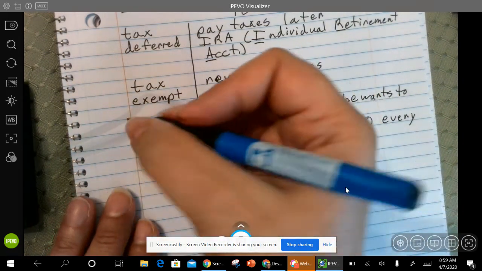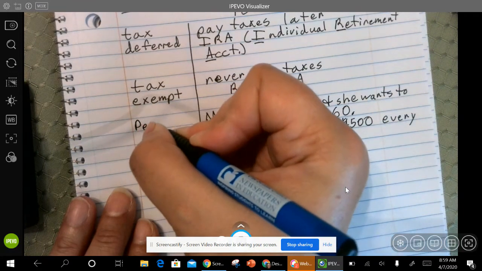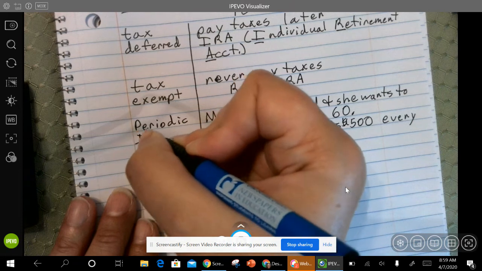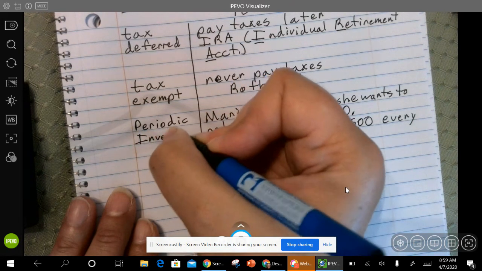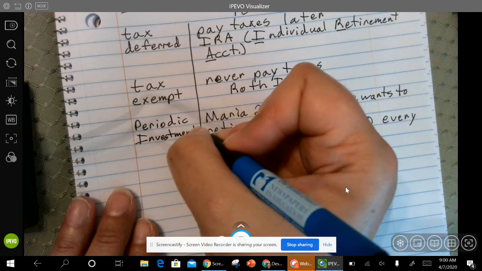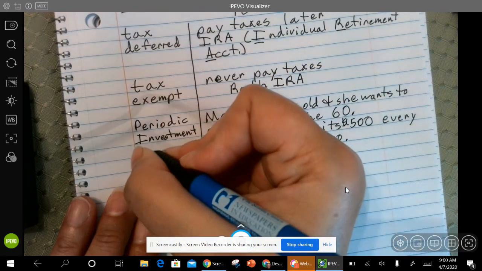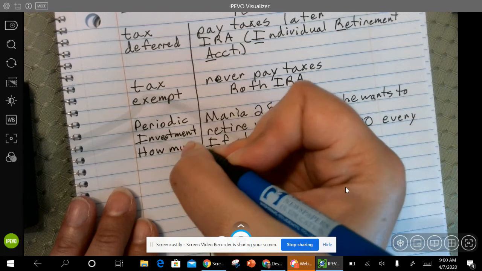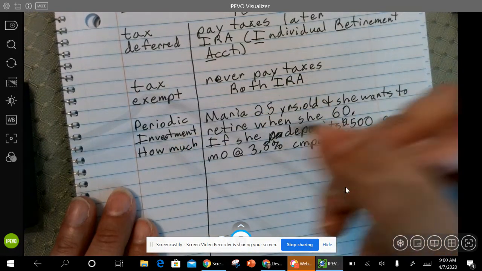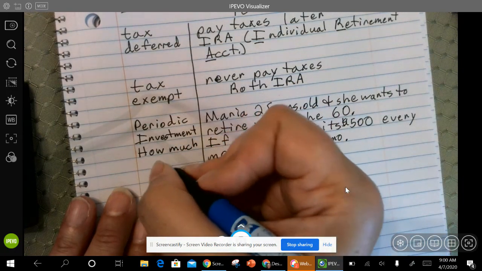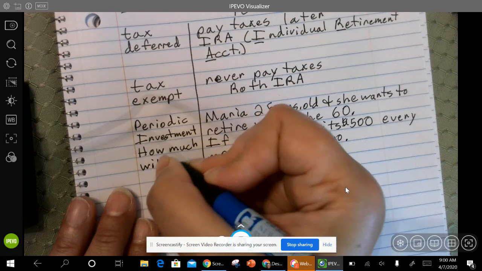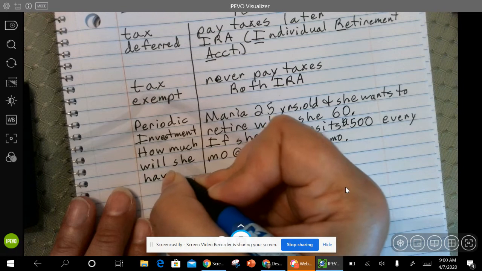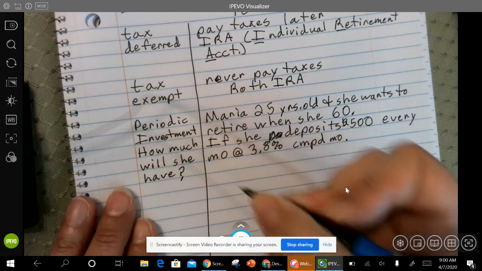Okay, so this is what we call a periodic investment. Remember we talked about this before, like you think about the tide, they go in and out every day, periodic cycle. So she's going to deposit $500 every month, and we want to know how much money will she have.